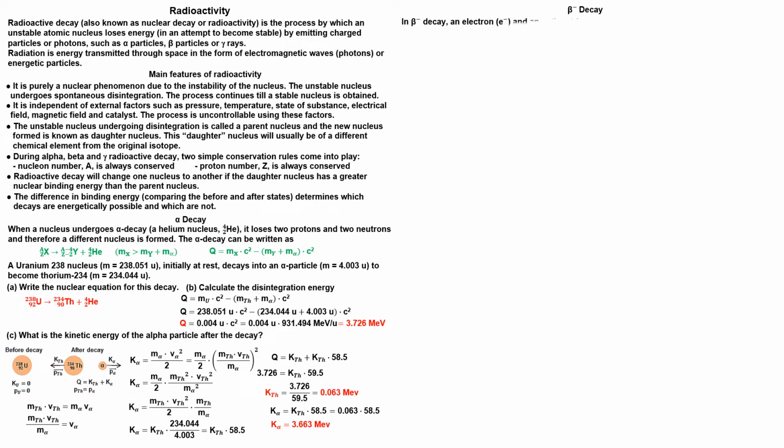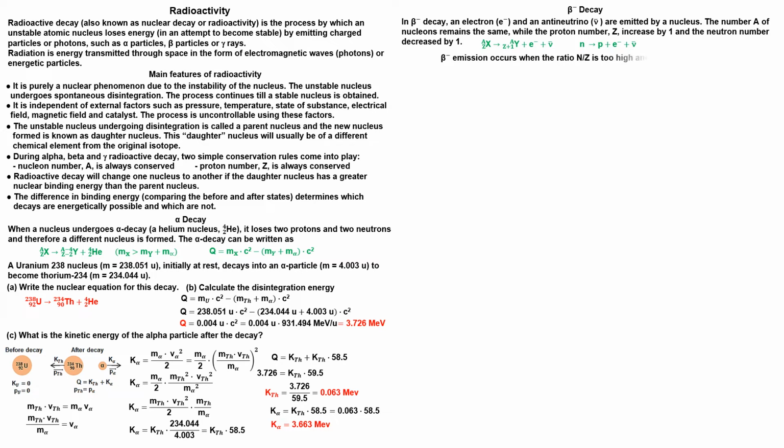In beta minus decay, an electron and an antineutrino are emitted by a nucleus. The number A of nucleons remains the same, while the proton number Z increases by 1, and the neutron number decreases by 1. The general equation representing beta minus decay is given as follows. Inside the nucleus, a neutron changes to a proton, and to conserve the charge in the process, it emits an electron. Beta minus particle emission occurs when the ratio of neutrons to protons in the nucleus is too high and the mass of the parent atom is greater than that of the daughter atom. In other words, the nucleus has too many neutrons compared to the number of protons. Let's see how the beta minus decay works.